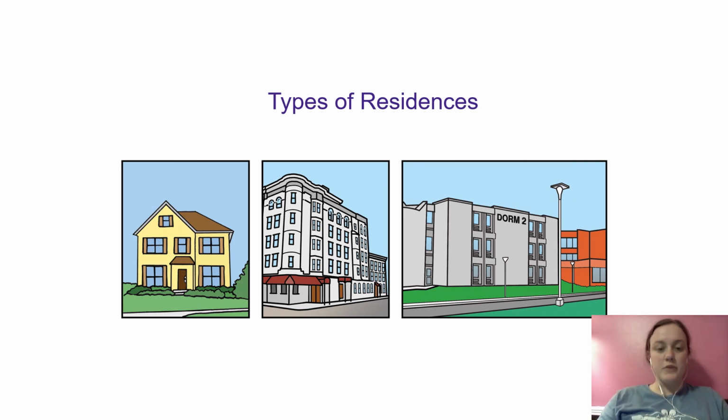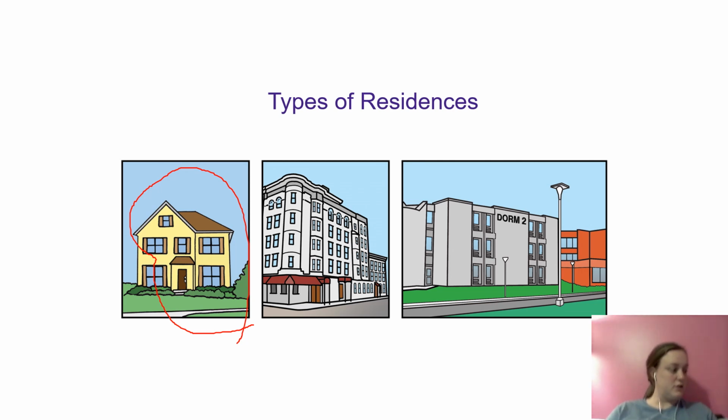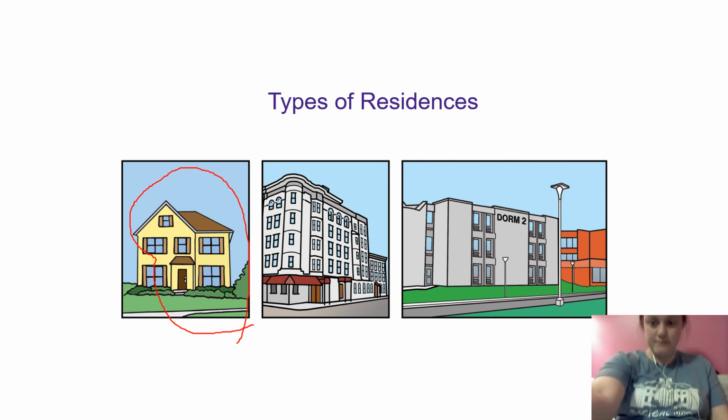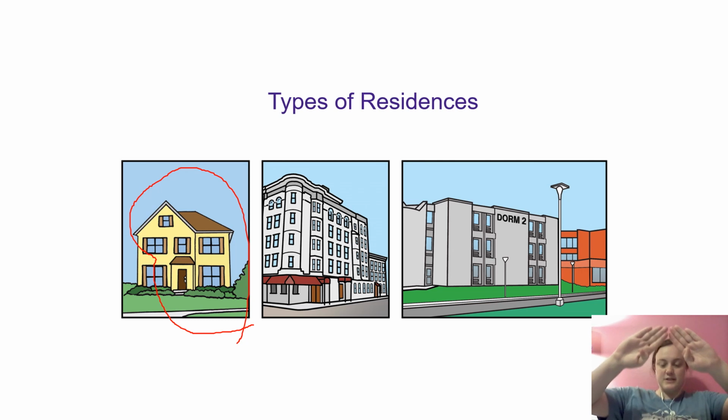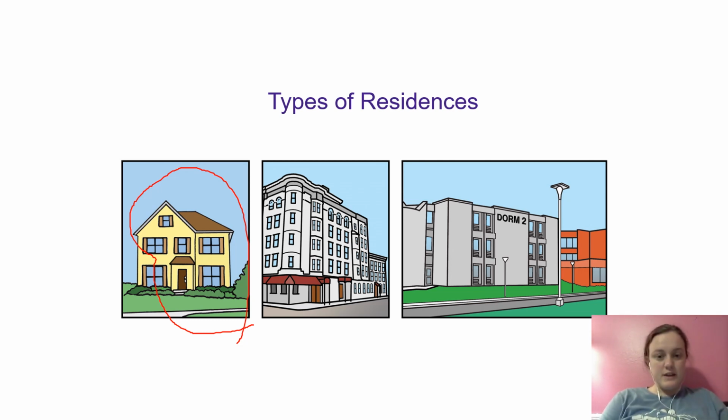Okay, so we are going to go ahead and get started on identifying these different types of residences. So this is the first one. And you probably know, my circles are horrible, but you probably know that this is going to be a house. And the sign for house is, you put your hands like this, and you just frame a house. House.